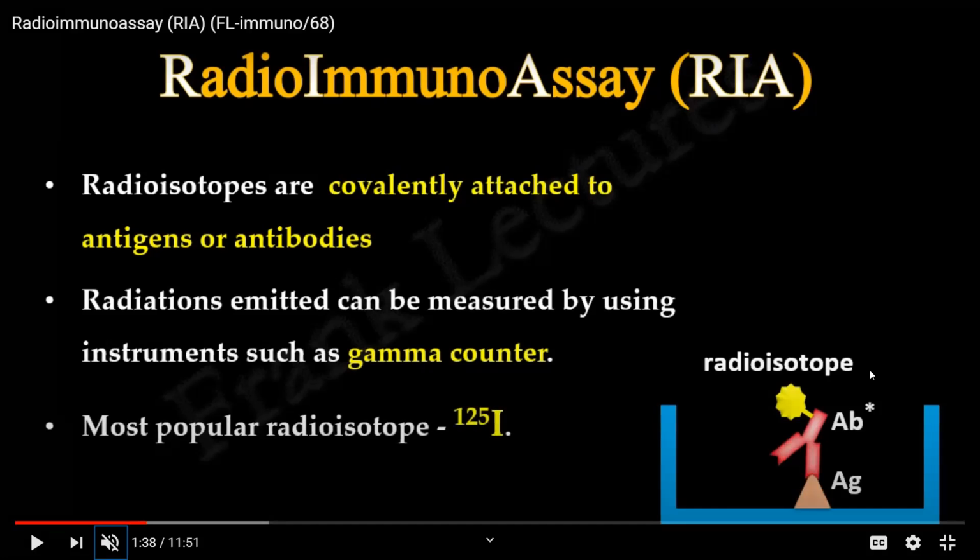So if I give an example of a radioisotope that is most commonly used in this kind of study, it is iodine-125. Iodine-125 is a radioisotope.